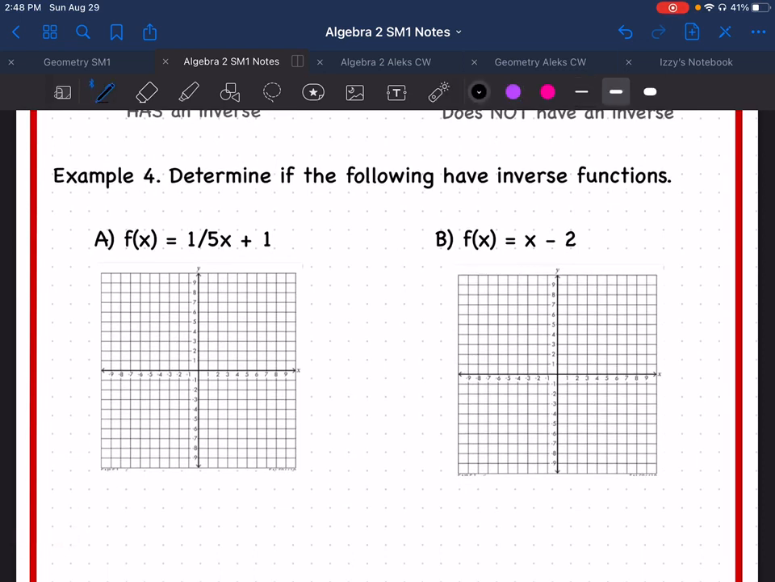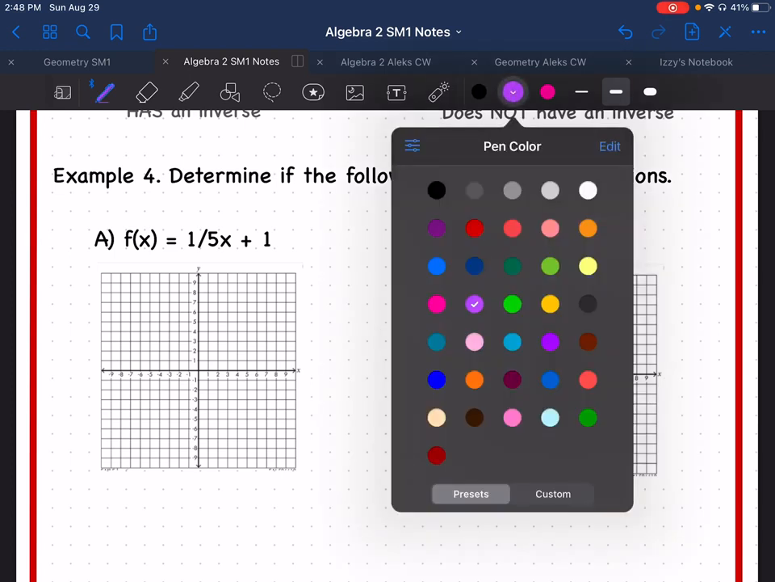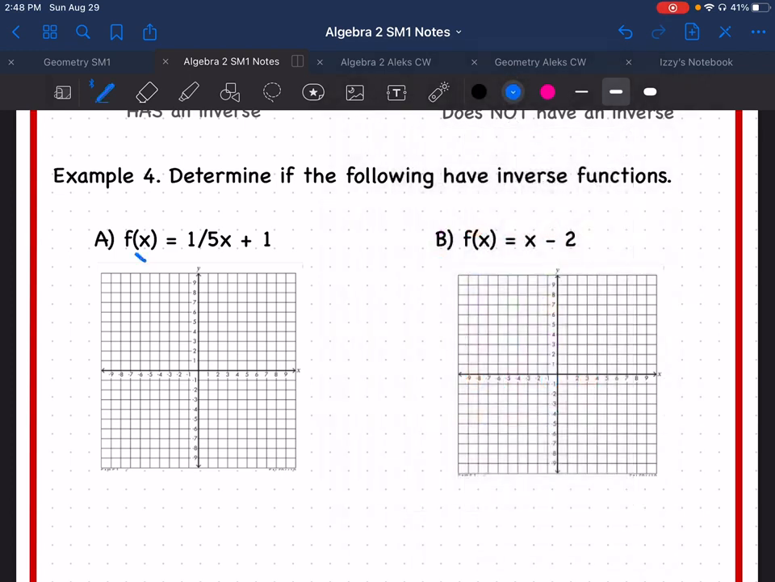So here's our first one. F of x equals 1/5 x plus 1. Remember, you can always do y equals mx plus b, where m is your slope, 1/5, and b is your y-intercept, 1. Your slope is going to say 1 up and 5 to the right. So we're going to begin at 1. We're going to go 1 up and 1, 2, 3, 4, 5 to the right. 1 up, 1, 2, 3, 4, 5 to the right.